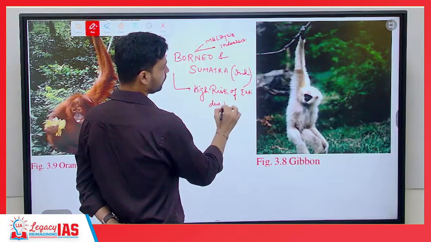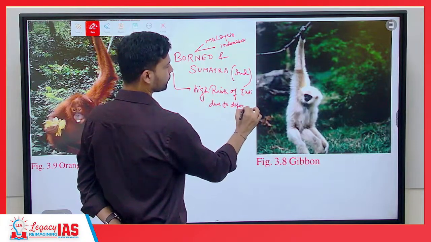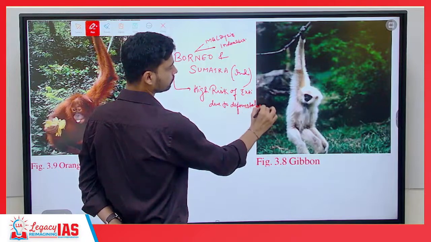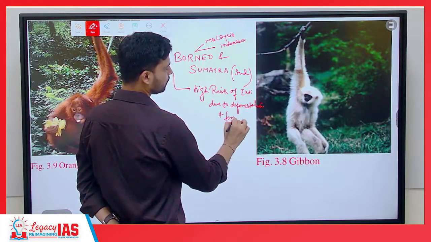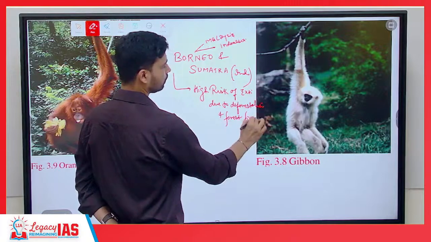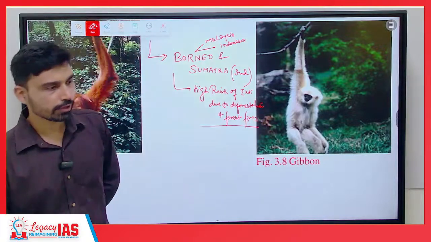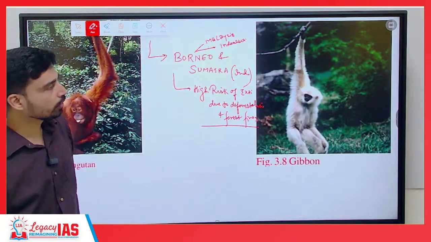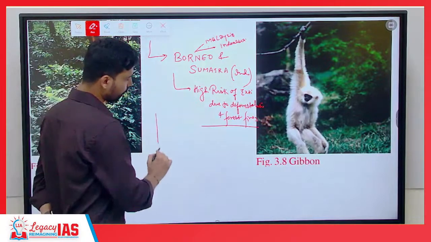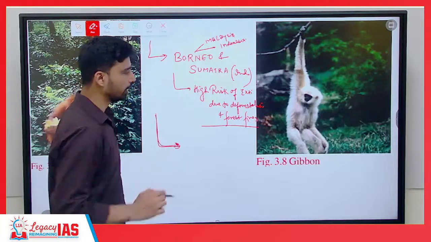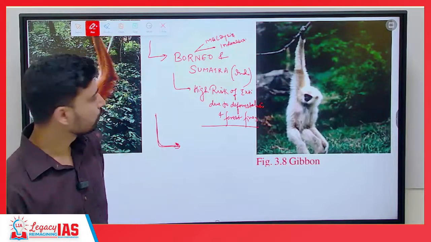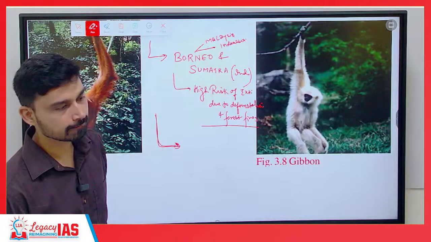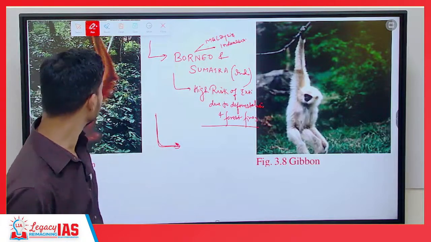due to deforestation and forest fires. In the last few years this has become more catastrophic, where a large area of forest has been cut and burned also, killing a lot of orangutans. So Borneo and Sumatra.